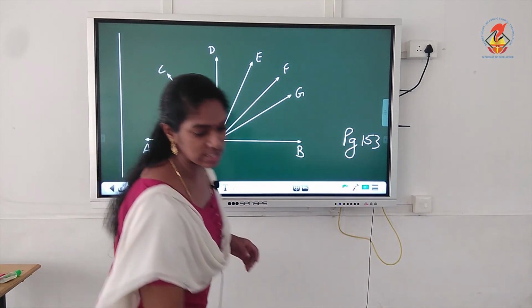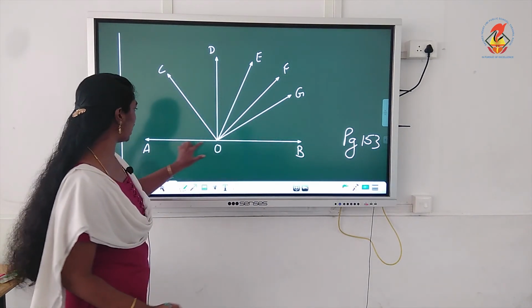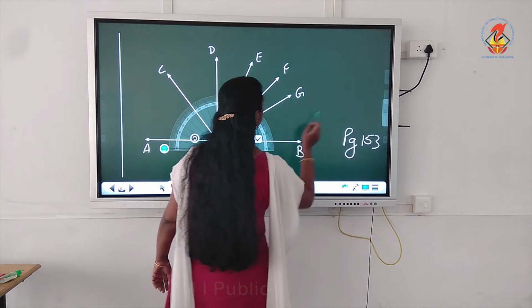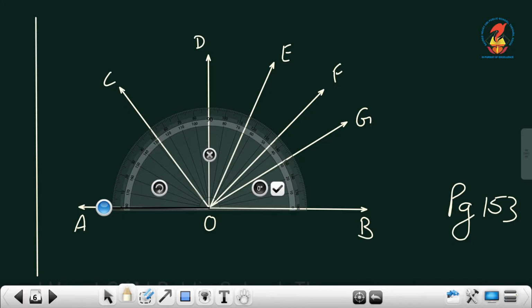According to the question, first one they have asked you AOC. So what you will do? You will take your protractor, arrange the vertex on O, the vertex of this figure, and see where the ray OC is coming. According to my figure, it is coming at 52. So just arrange and keep it over there. Don't remove the protractor.